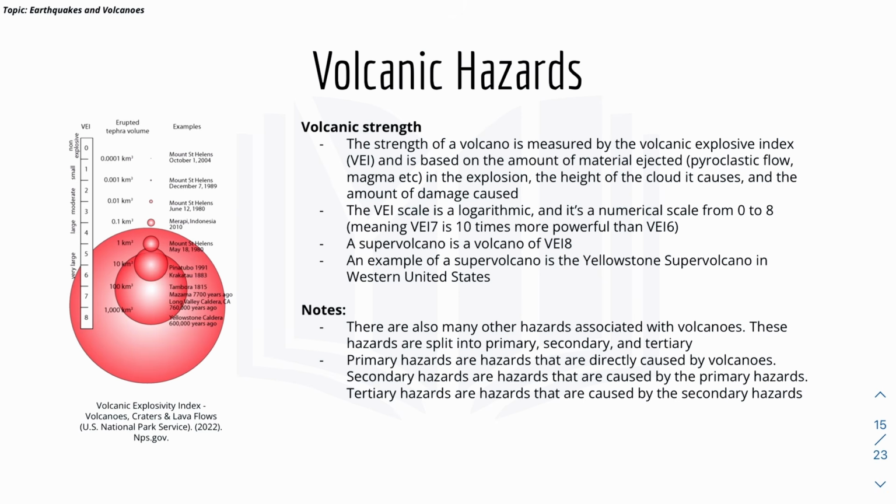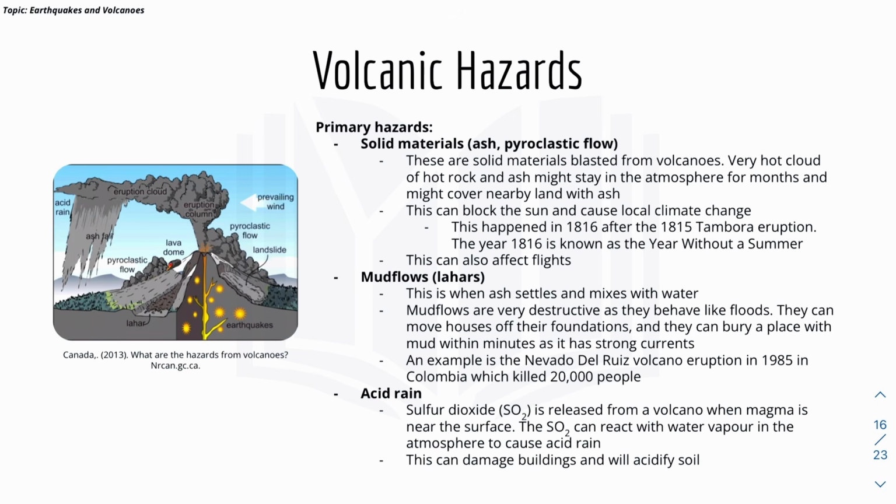And just like the earthquake hazards, there are also different hazards associated with volcanoes. There's primary, secondary, and tertiary, where just like just now, the primary hazards cause the secondary hazards, and the secondary hazards cause the tertiary hazards. And then we have the primary hazards, and we'll look more into them right now. So we have primary hazards of solid materials, for example, ash or pyroclastic flow. And these are solid materials blasted from the earth, from the volcanoes. So these are all solid materials.